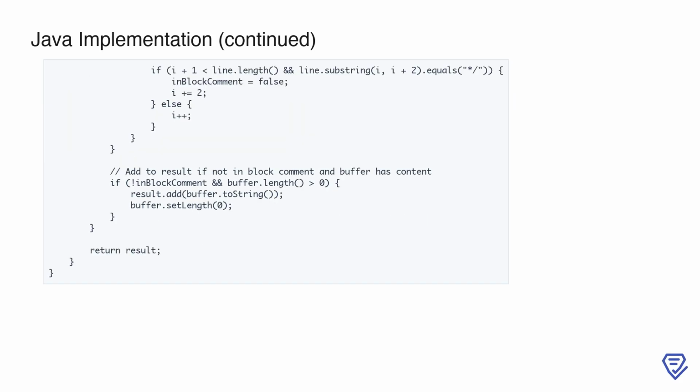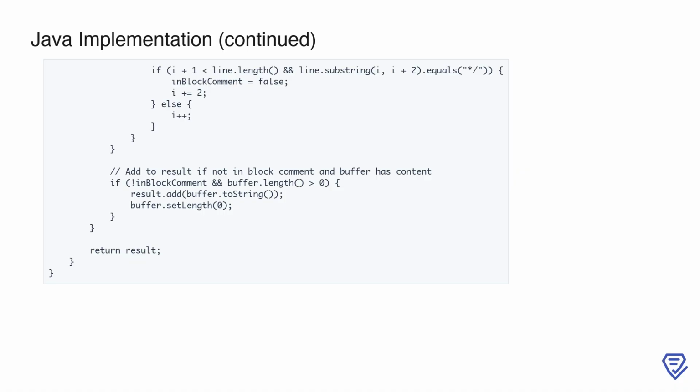Now, when we are inside a block comment, we check for its termination using the */ pattern. If we find it, we set in_block_comment to false and skip the next two characters to resume processing the code. If the block comment does not end at this point, we continue iterating through the line until we locate the closing */ or reach the end of the line.